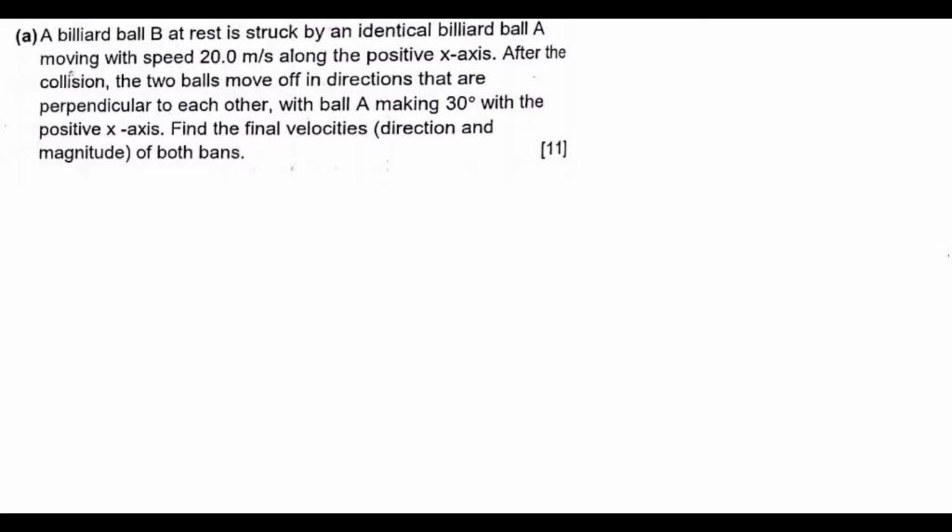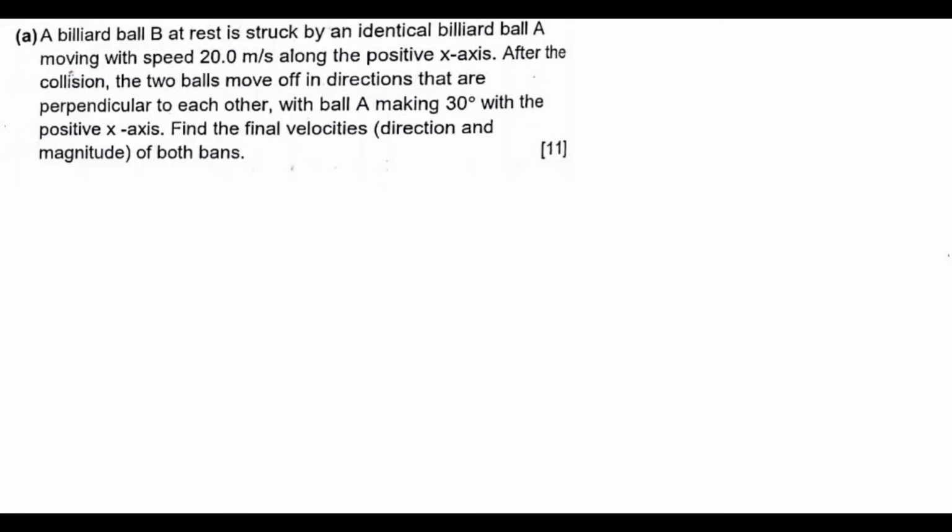After the collision, the two balls move off in directions that are perpendicular to each other, with ball A making 30 degrees with the positive x-axis. Find the final velocities of both balls, which is the direction and the magnitude.